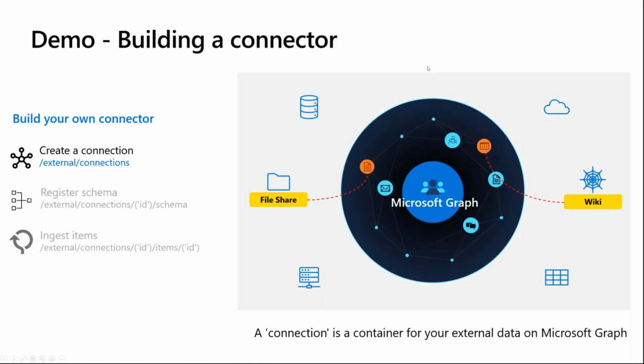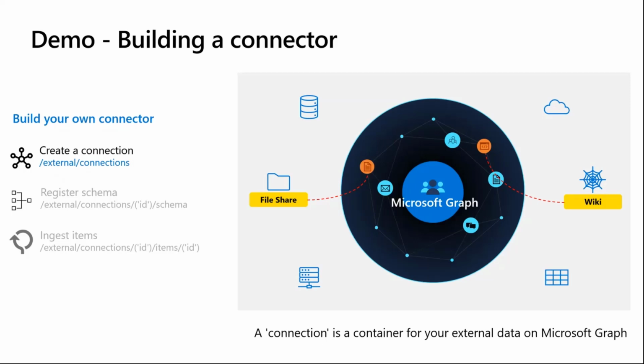So sort of jumping right in, I will flip between the slides and the demo so that we can go step by step and walk through how to build a custom connector. As for building your own connector, there are three basic Uber steps. There is creating a connection, which is a container for your external data on Microsoft Graph.